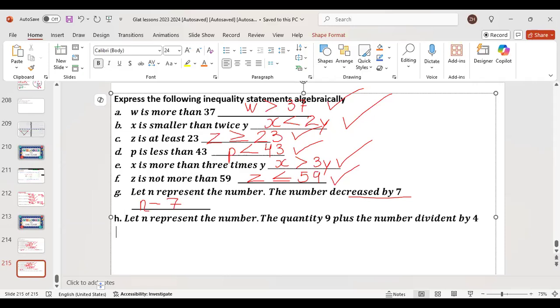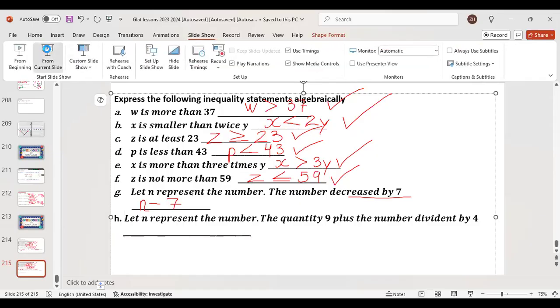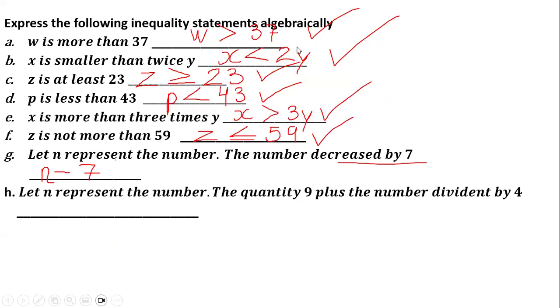So it says let n represent the number, and we want the quantity 9 plus the number divided by 4. I have a question. This question is nice. 9 plus n divided by 4? Say it again, Alea. 9 plus n divided by 4. Okay. Thank you, Alea. Anyone else?